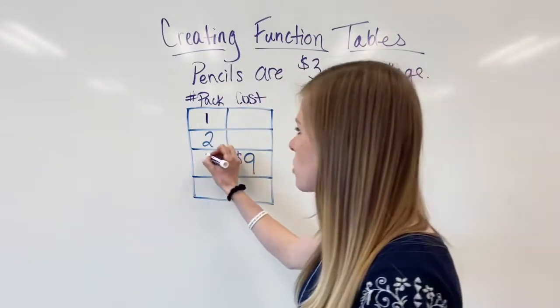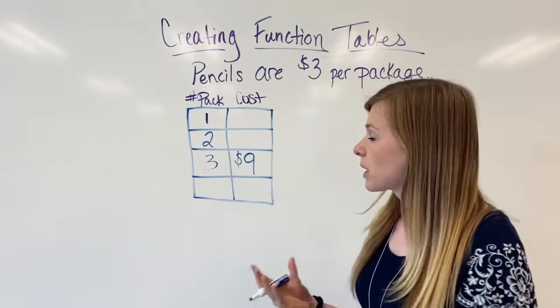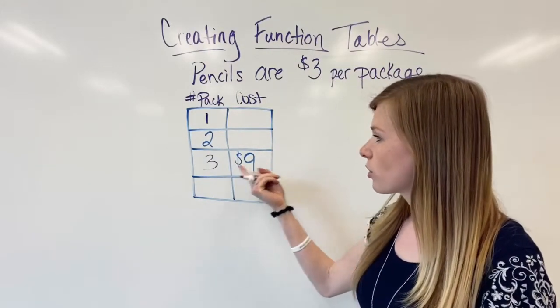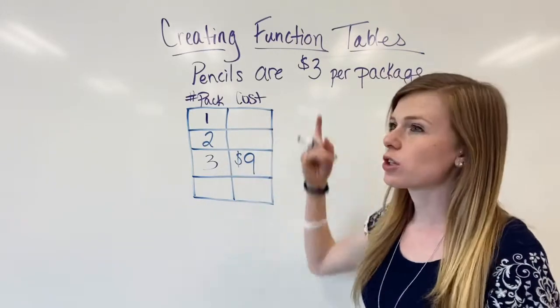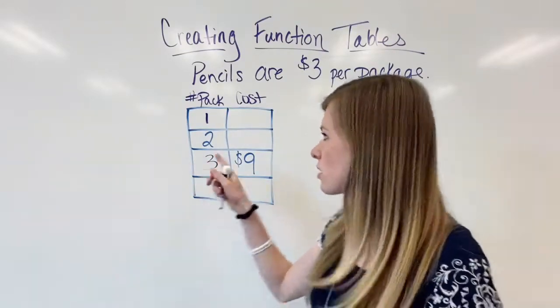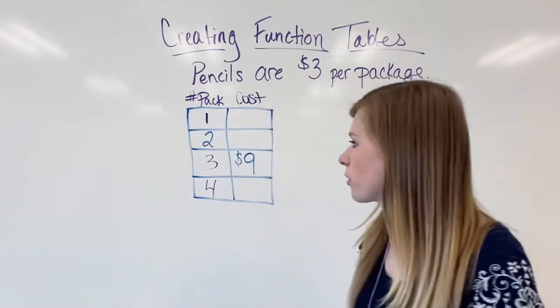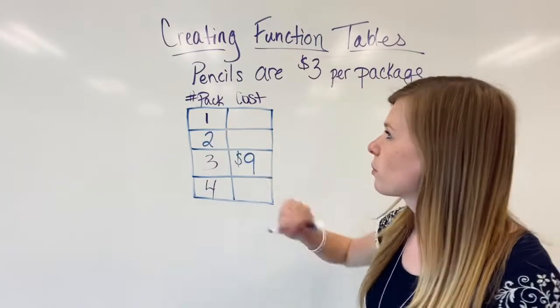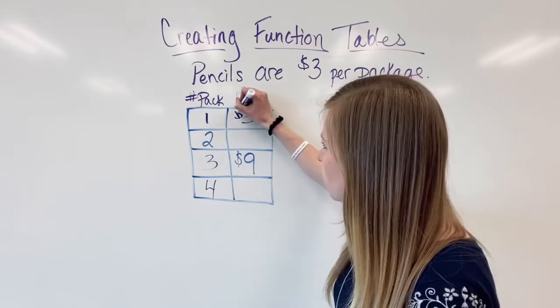After 2, I'm just gonna put 3 packages because $9 makes sense for 3 packages if each package is $3. So 3, 6, 9. Okay, that makes sense. 3 packages for $9. And then I'm gonna put 4. 1 package, I know that 1 package is $3. That's what we were told.